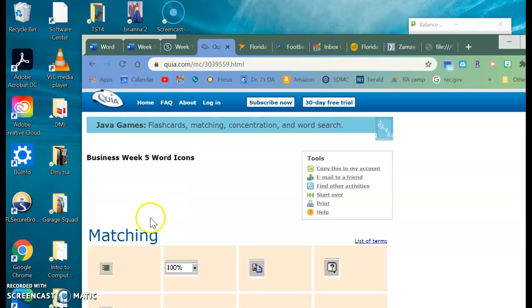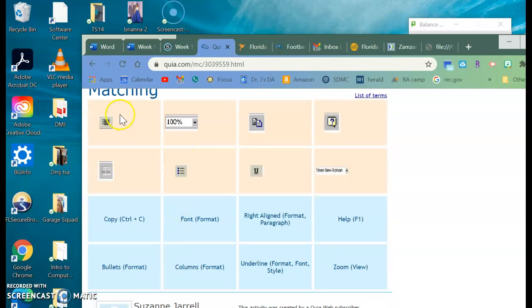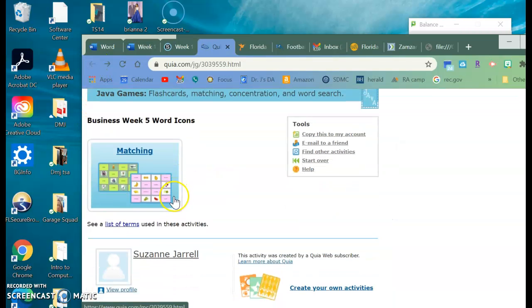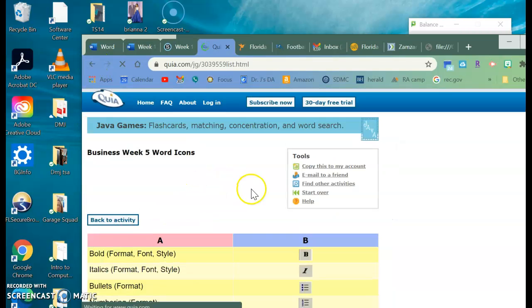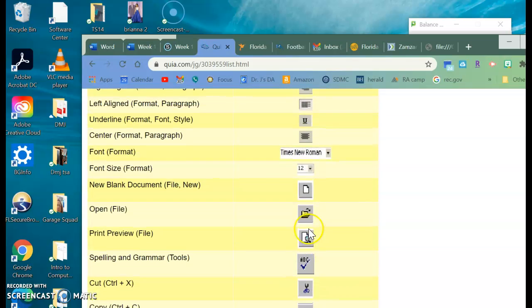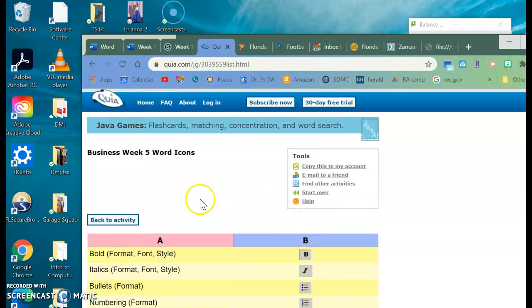There is only one game this week, and it is because it is very hard to play a game, any game, the Battleship or Hangman, etc., when you have icons. So it is matching this week, or you can go to a list of terms and you can see all of the terms and the icons.